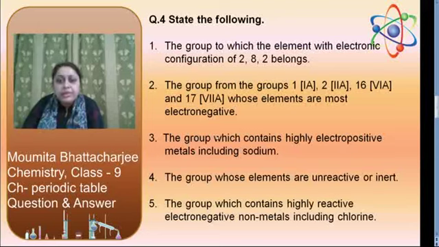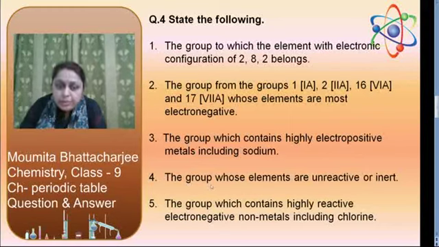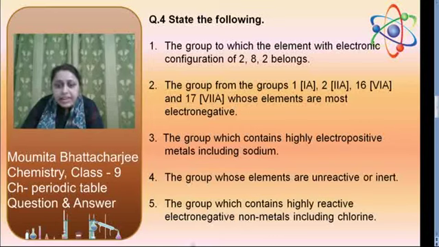Third one, the group which contains highly electropositive metals including sodium. Sodium, it means in group 1. So the answer will be group 1. For the fourth one, the group whose elements are unreactive or inert, it will be group 18 or 0 group. Fifth one, the group which contains highly reactive electronegative nonmetals including chlorine. The answer will be group 17.